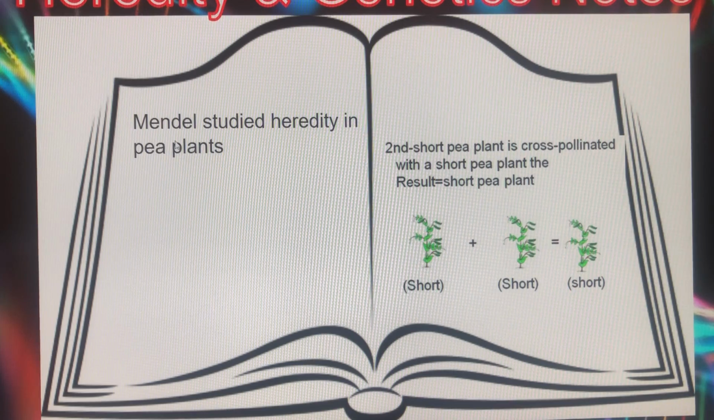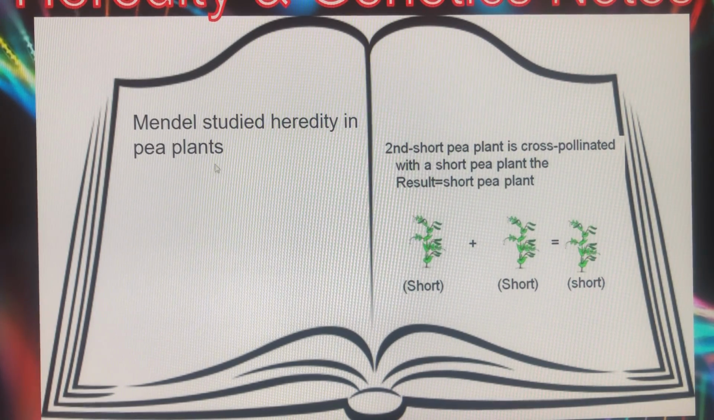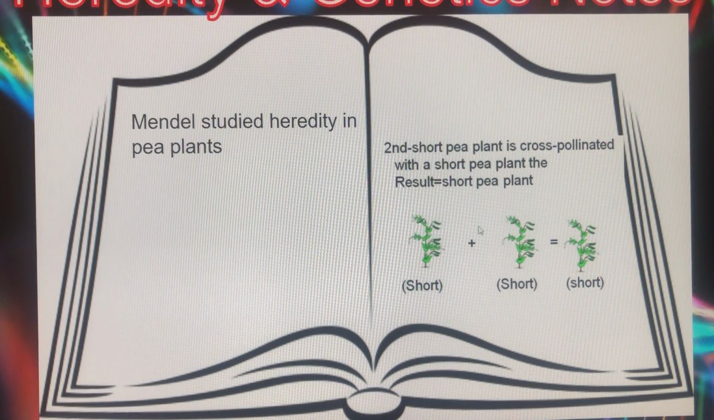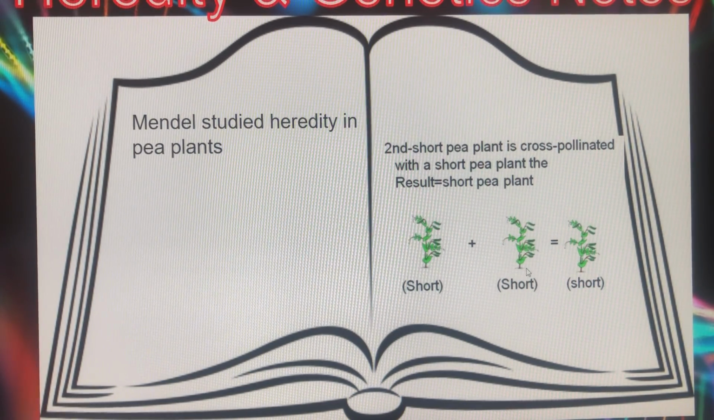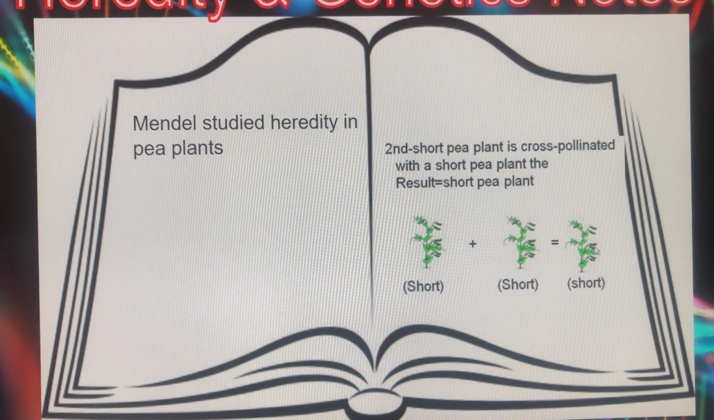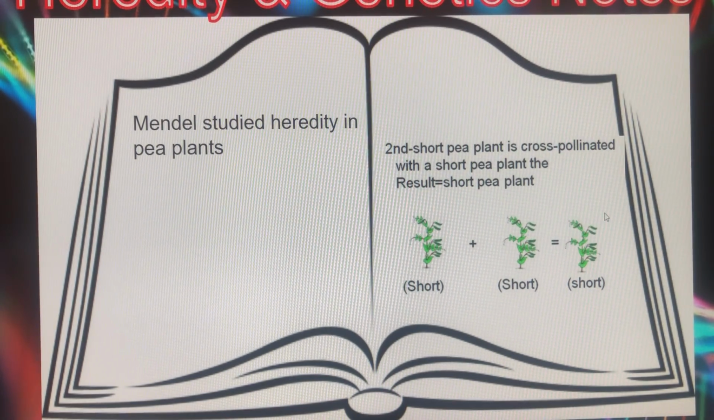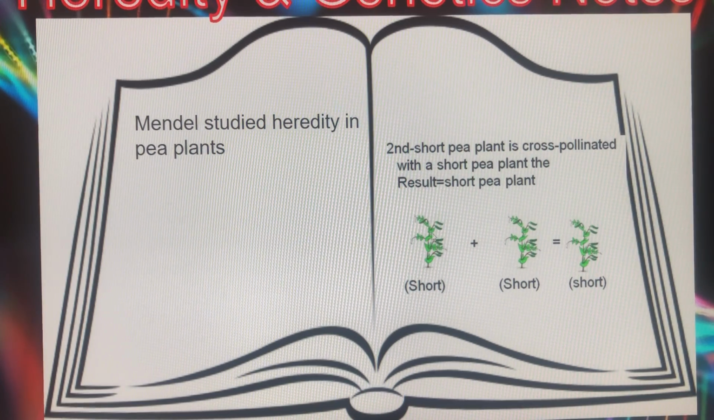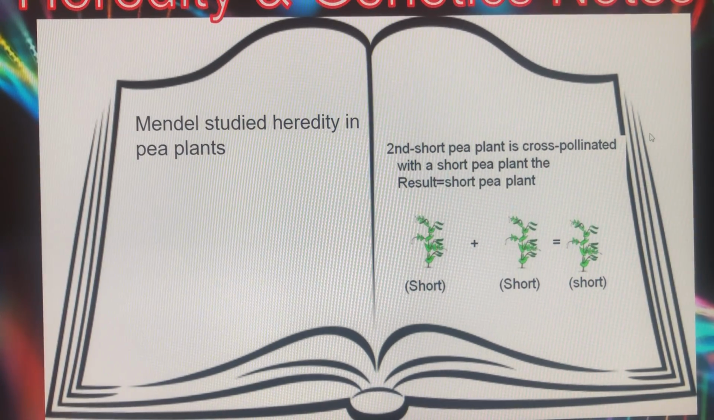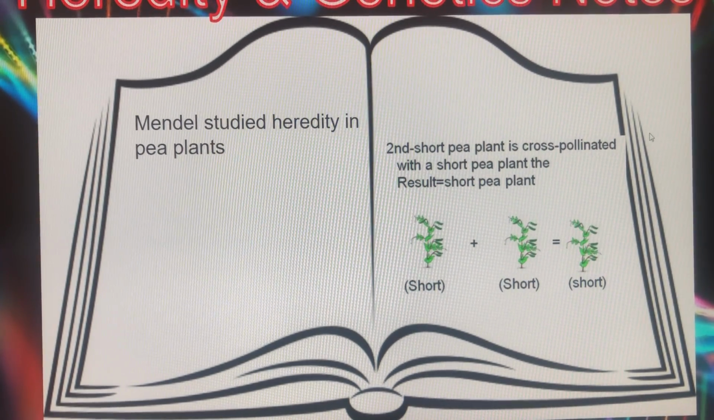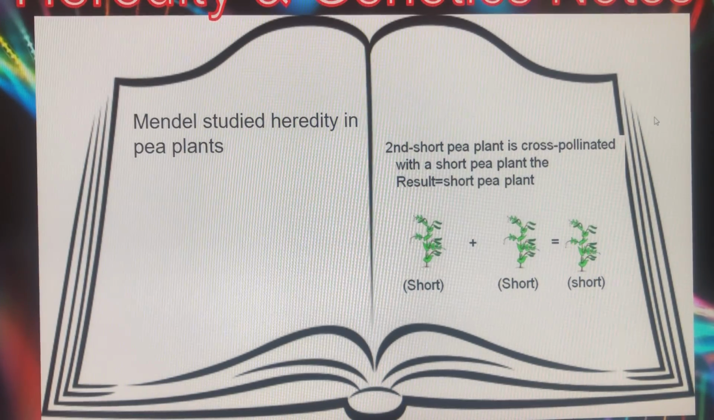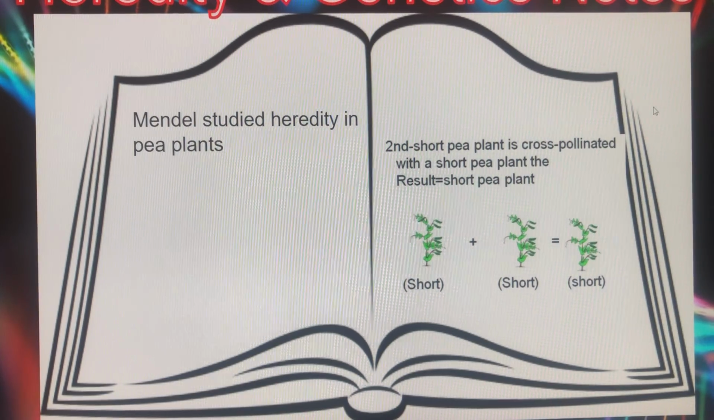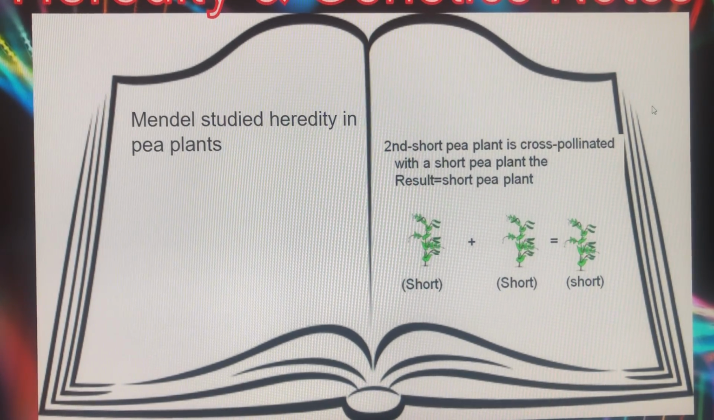So in your ISN today, for Mendel studying heredity in pea plants, the second example is a short pea plant cross-pollinated with another short pea plant, and the offspring will be another short pea plant. Okay. You may write down these words. If you'd like to draw out the images, it might be helpful. I know that that's the type of learner that I am. It helps me to have images. So if you need extra time while writing these notes out, just press pause and you can press play when you're ready to move on.